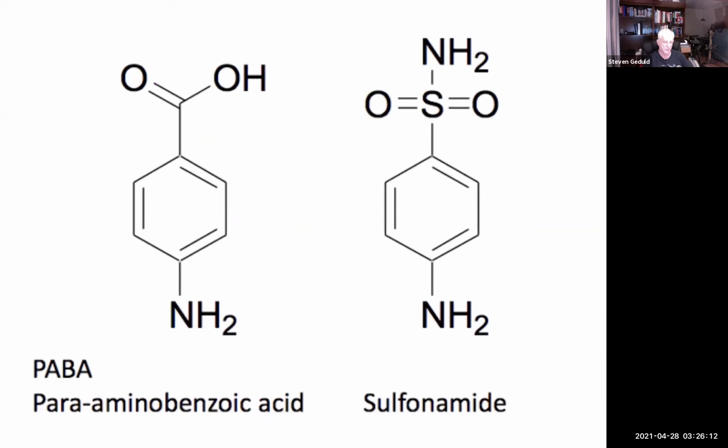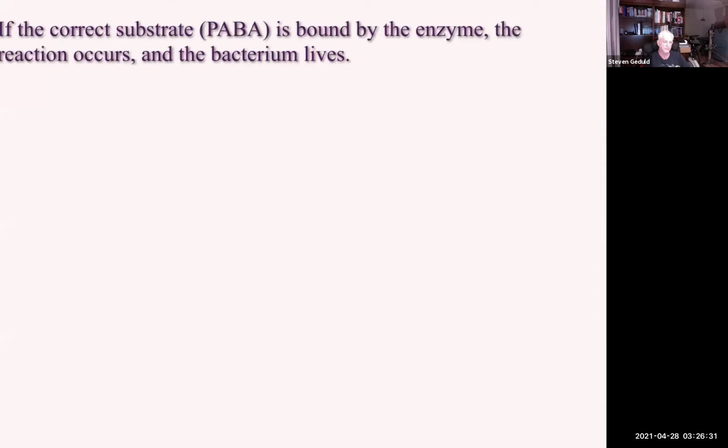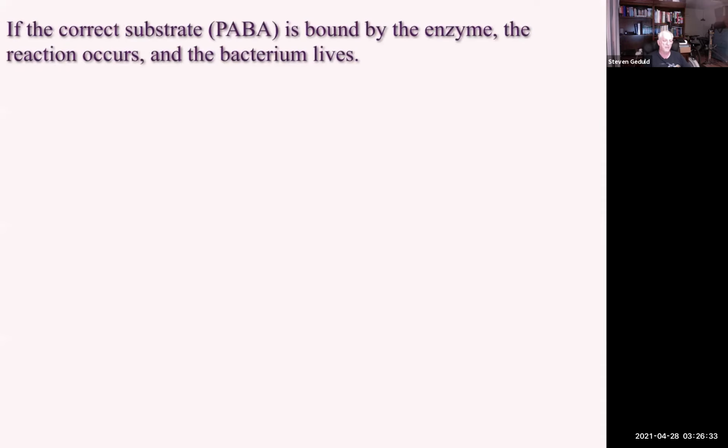Okay. So para-aminobenzoic acid is on the left and sulfonamide, the sulfa drug, on the right. You can see they have similar shapes. It can bind into something that has a similar area to it. So it would be a competitive inhibitor binding to the active site on the enzyme that catalyzes the reaction for folic acid in bacteria. If the correct substrate, para-aminobenzoic acid, is bound by the enzyme, the reaction occurs and the bacteria lives.